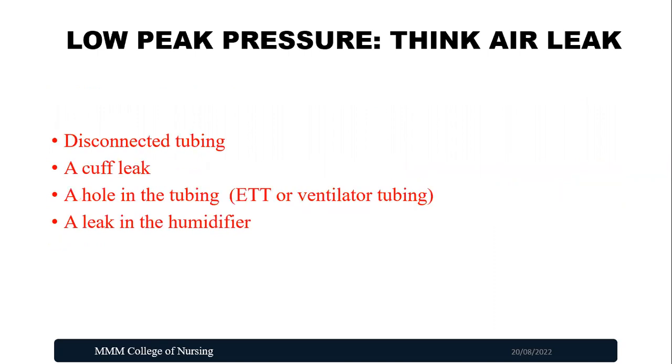So what could be the reasons for this low peak pressure? Again, think air leak. How can an air leak occur? It can be due to disconnected tubing, a cuff leak, a hole in the tubing, either in the endotracheal tube or in the ventilator tubing, or a leak in the humidifier.